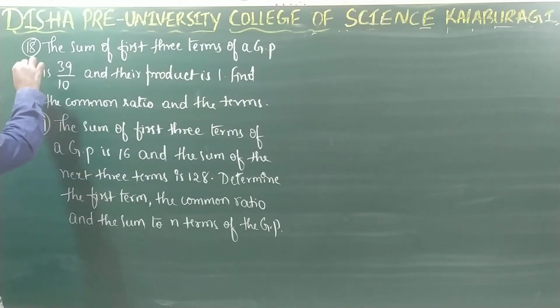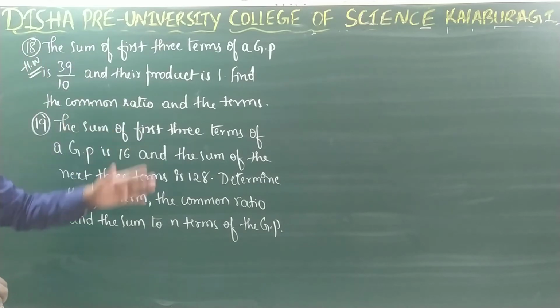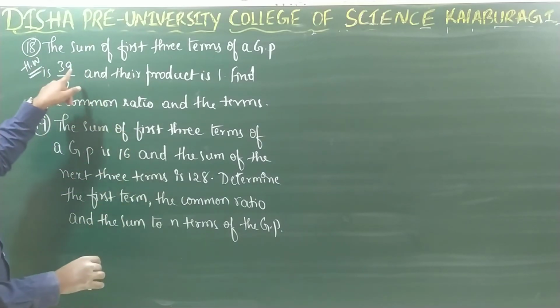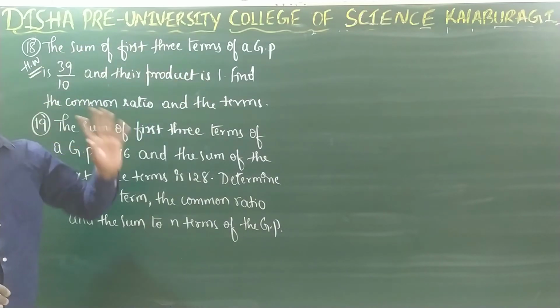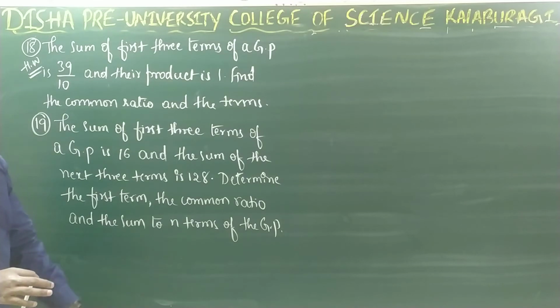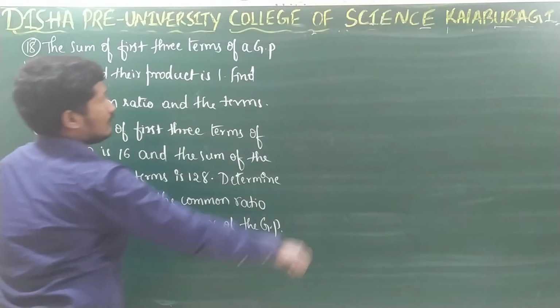So this will be for homework. Follow the same procedure. There is no difference. Only the sum and the product will be different. Accordingly, you will get the values for A as well as R, and accordingly find out the terms. So now we will go on to the next one. I will solve here.